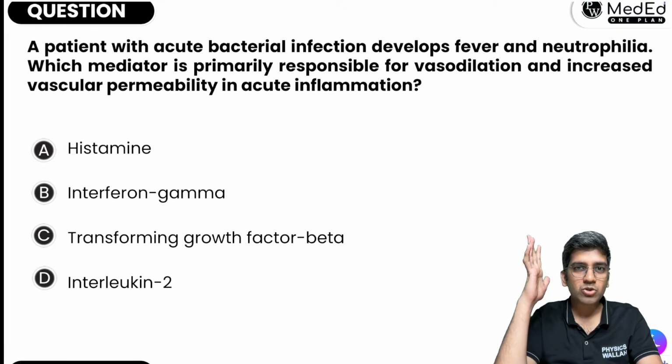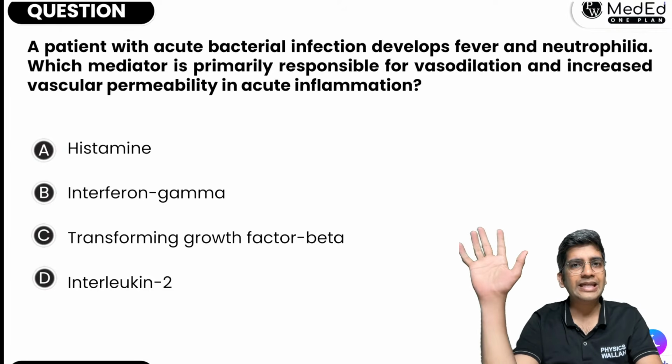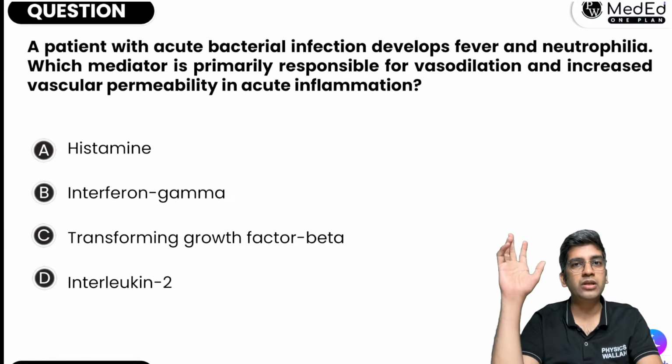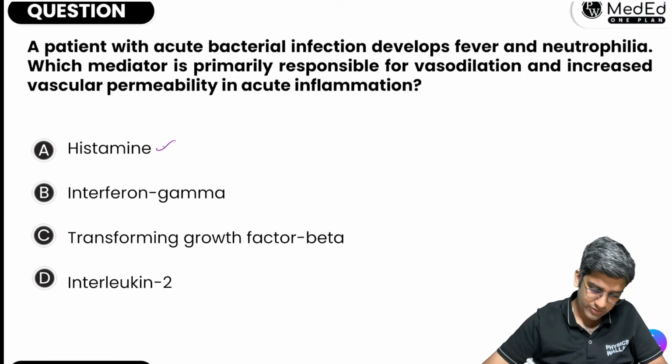Interferon gamma, not in acute. It's in chronic, it's in granulomas, right? TGF-beta is helpful in wound healing. Interleukin-2, again, is predominantly lymphotropic. It has no role in acute inflammation due to bacteria, right? Undoubtedly, the answer is histamine, right?